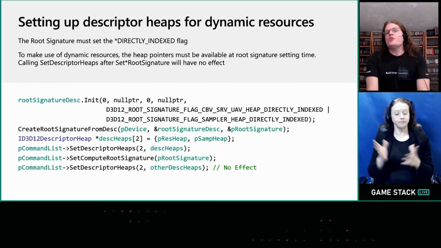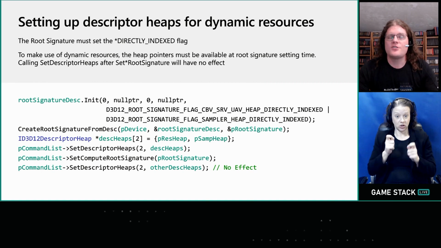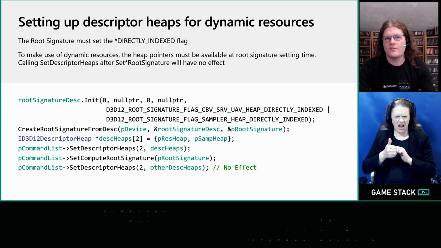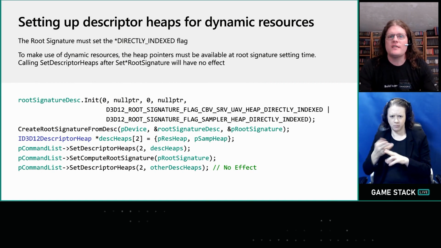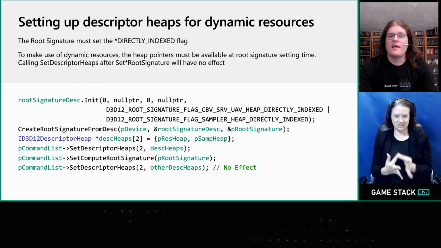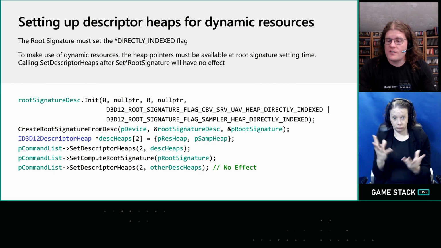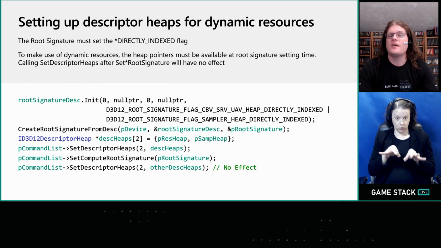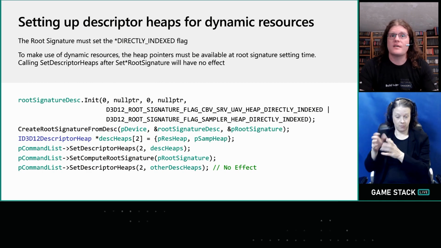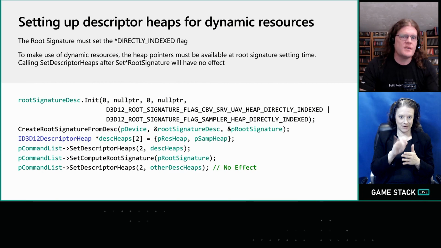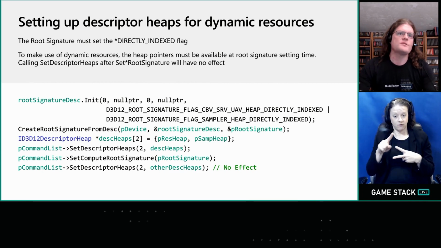So there are some changes as well on the API side in terms of how you need to set these up. So first of all, and I alluded to this before, the root signature needs a special flag in order to indicate that the descriptors are going to come directly from the heap as opposed to being specified in the root index. So there are two variants of this. One is for samplers, one is for CBV, SRV, UAV, which is to say resources.